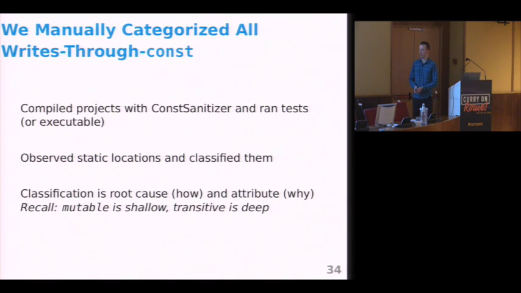Now what we did to evaluate these projects is we compiled them all with our Const Sanitizer tool, and ran the provided tests, or if it didn't have tests or was an interactive program, we just simply ran the executable. This generated a report with a bunch of writes, and then we classified the static locations of these writes. Our classification consisted of a root cause, so how the write occurred, and an attribute, why the write occurred. So recall that if the reason is mutable, it's because they wrote directly to a field, and if the reason is transitive, that's because they were writing through a field, and that's a violation of deep immutability.